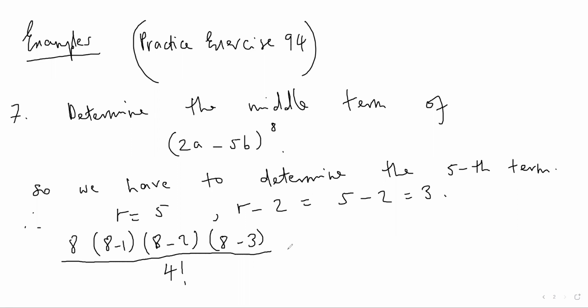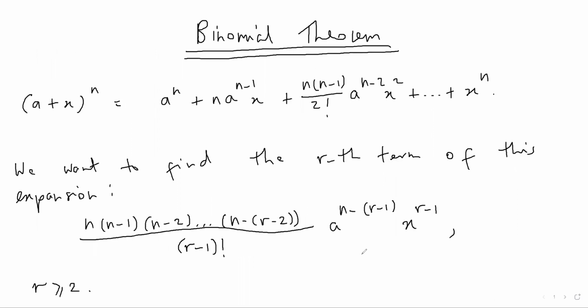And we're going to multiply this by a to the n minus r minus 1, meaning that we're going to multiply by the following. In place of a, we've got 2a. So we're going to replace this with 2a and put this to the n minus r minus 1. If you look at the formula, that's what it says. But in our binomial, instead of a, we've got 2a.